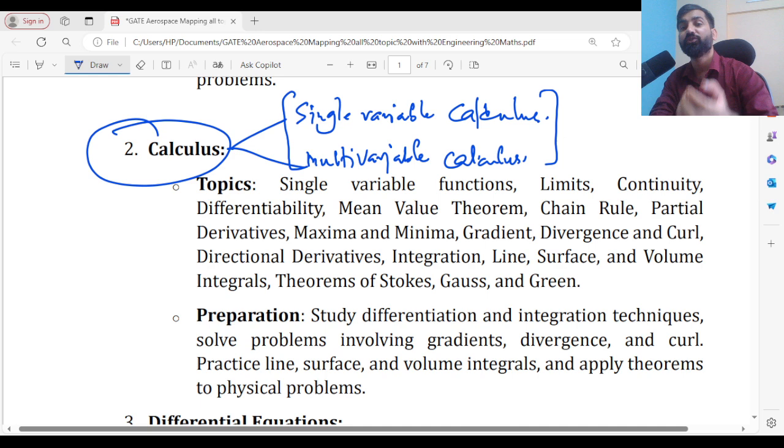Single variable calculus and multivariable calculus, yes, the multivariable calculus is more important. But you need to understand single variable as well. So I have taught it completely, and I'm going to teach this year live for everyone. And this is going to be free.